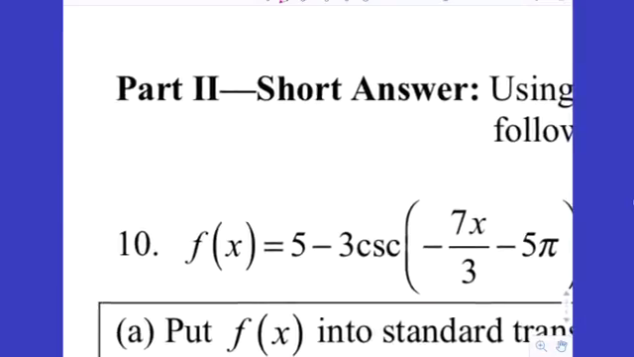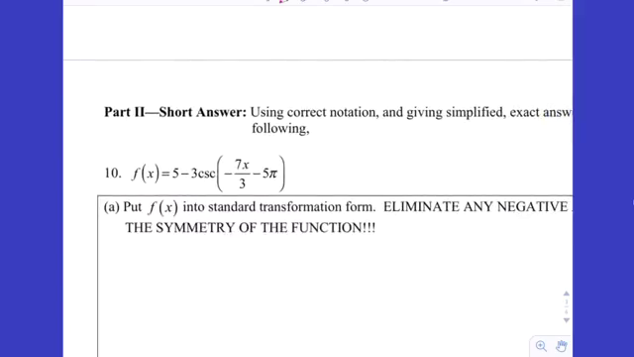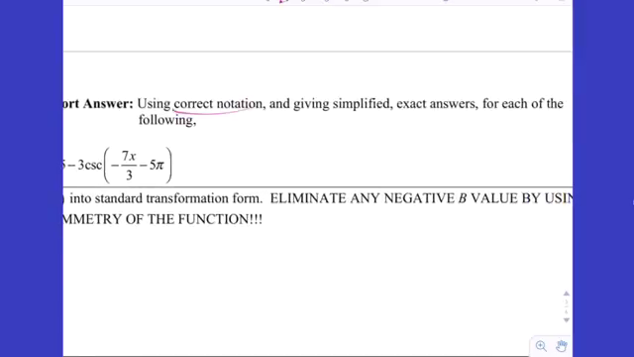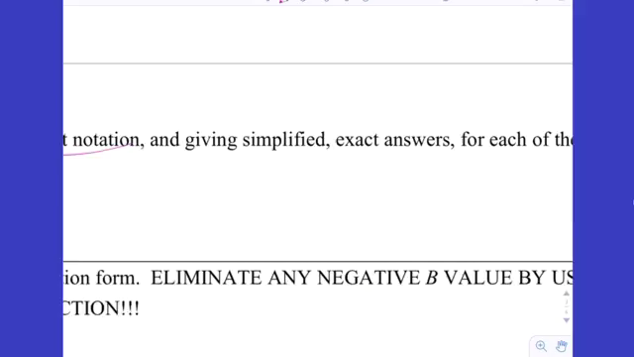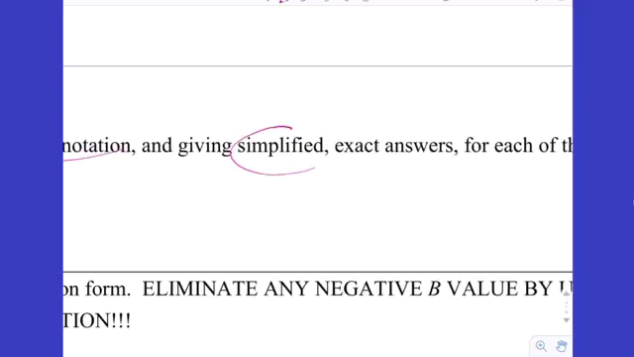Next one. Short answer, right? Keep your answers curt, brief, using correct notation. That's always the same. Look at this: give simplified exact answers. What does simplified mean? If it's 2/4, call it 1/2. Man, I wish I would read the instructions more often.